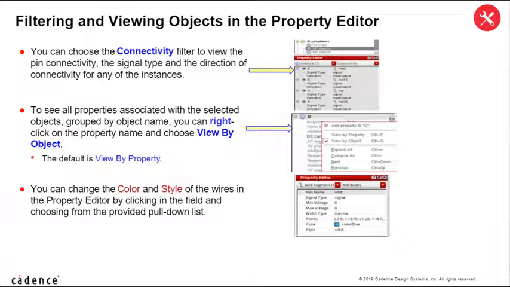Now to see all the properties associated with the selected objects grouped by object name, you can right click on the property name and choose View by Object. You can also filter by attributes that allows you to change the color and style of wires in the property editor.